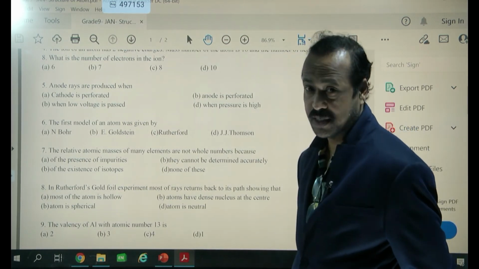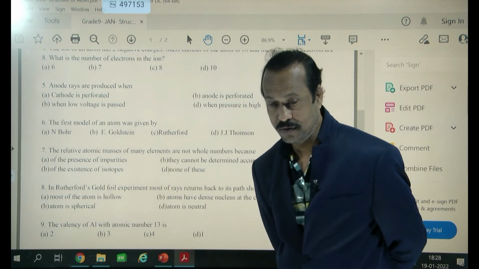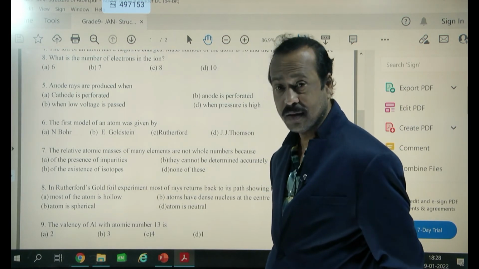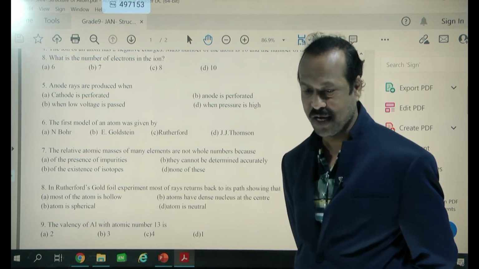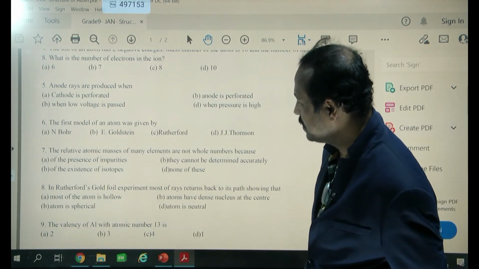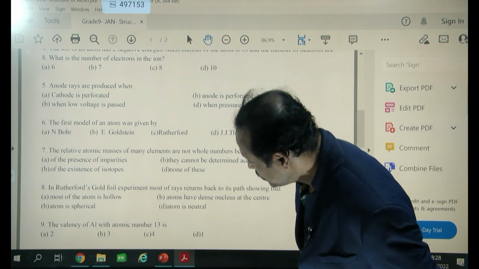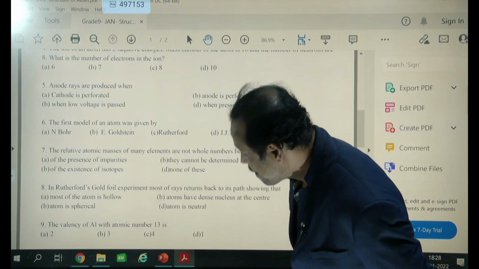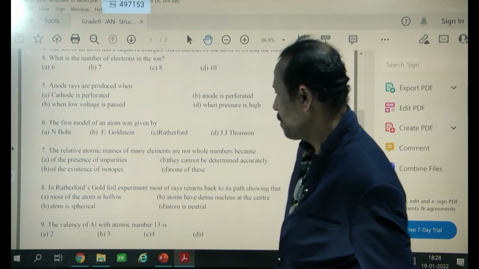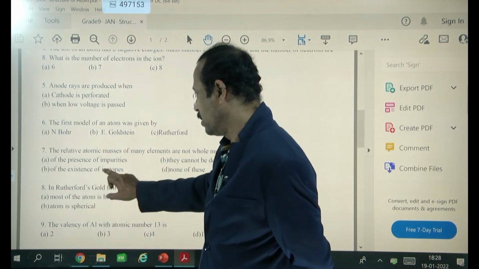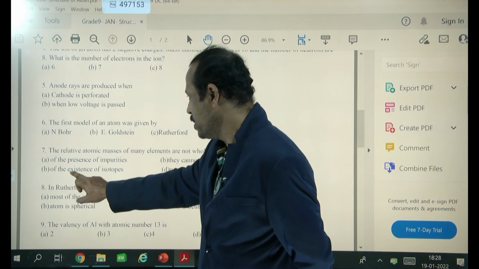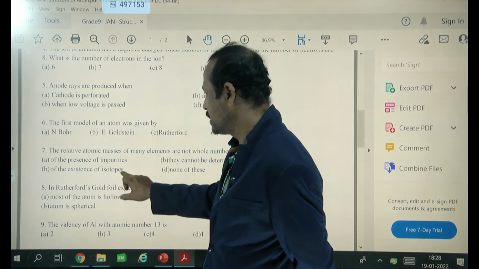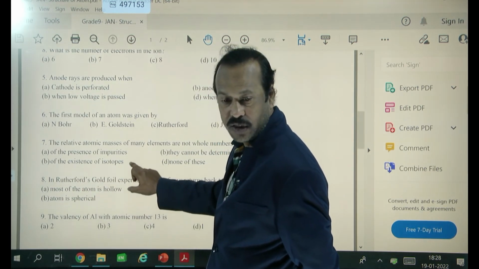So in this, one of the reasons is there due to which the atomic masses do not exist as whole numbers for most of the elements. What might be the reason? What is the right answer? This is the answer, not this. This is C, due to the existence of isotopes.